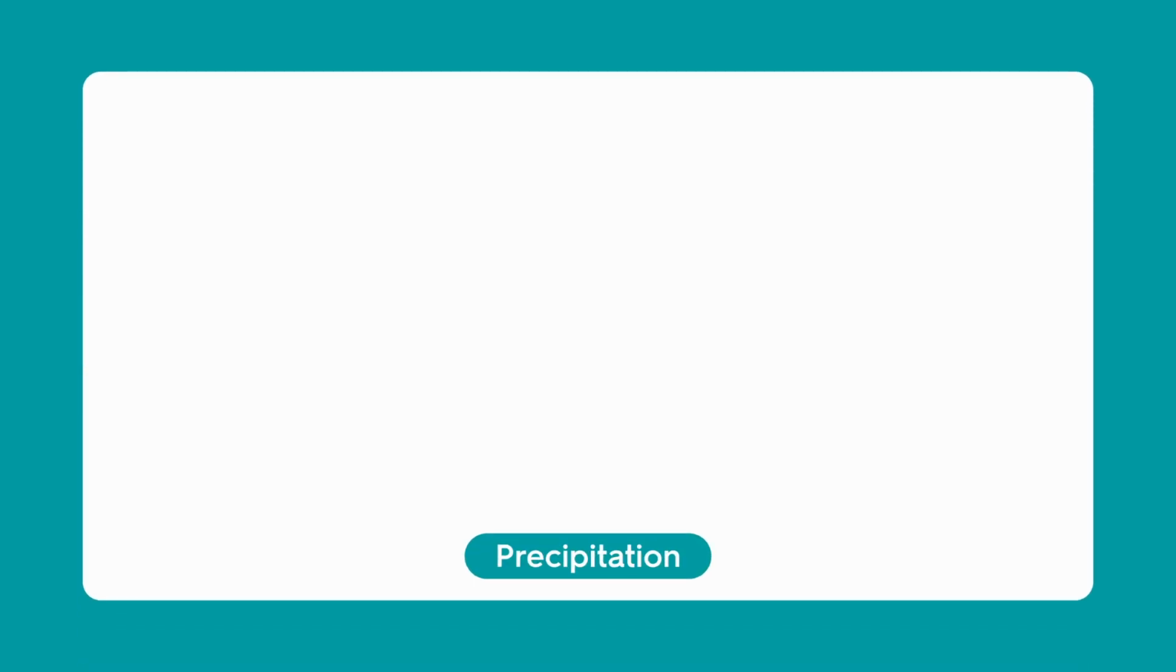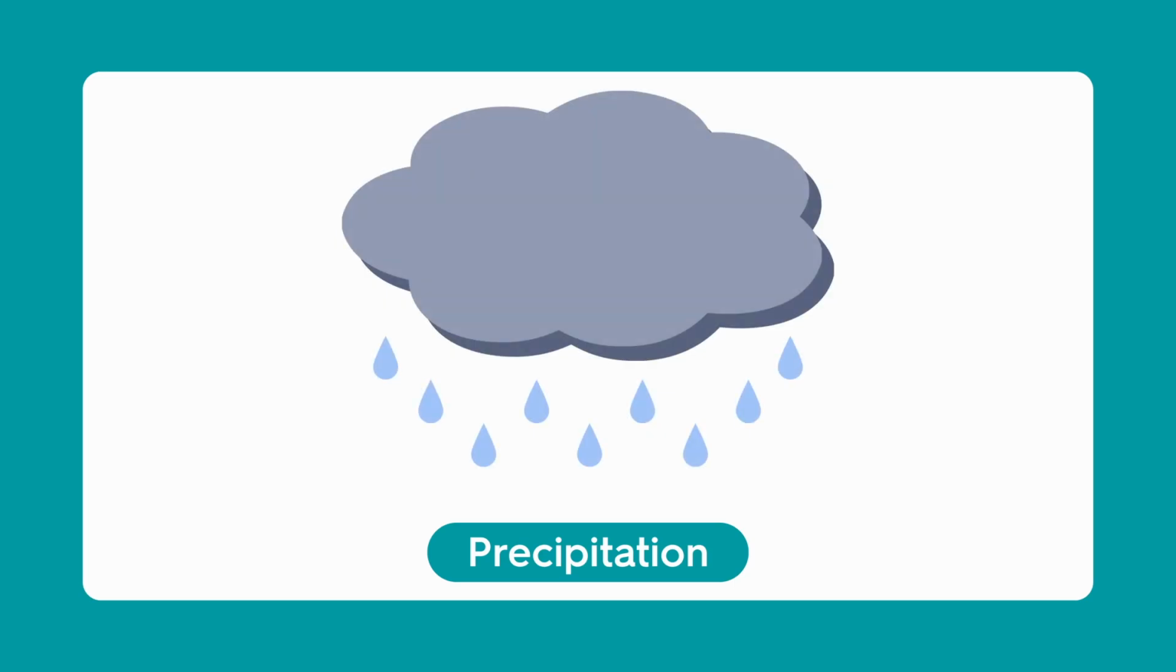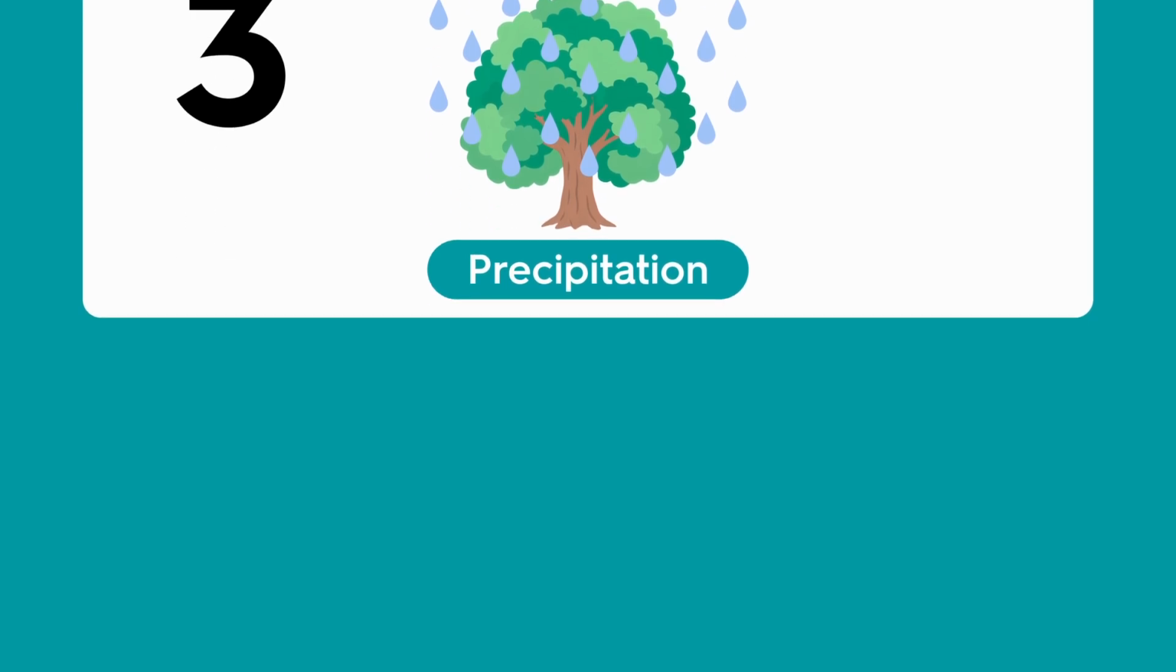Third is precipitation. The clouds grow heavier and suddenly burst open, sending rain pouring down onto a giant tree. Because tree rhymes with 3, it helps anchor precipitation as the third stage.